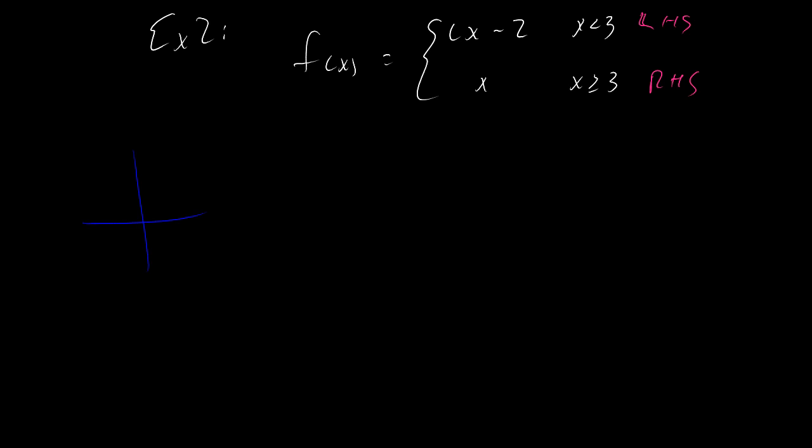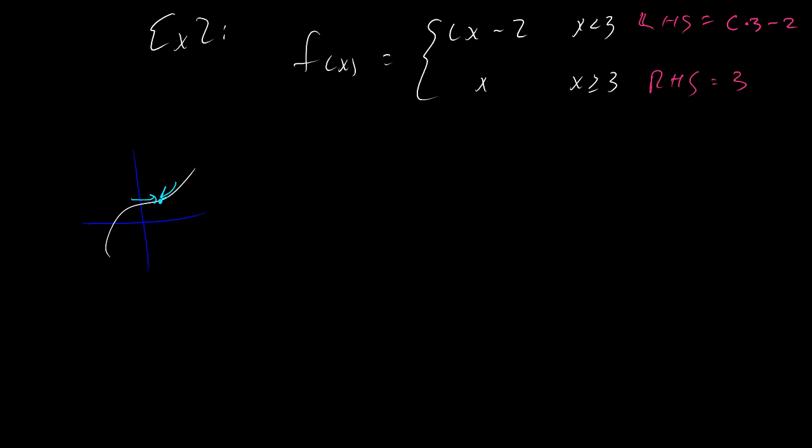If we go back to our picture from before, if I'm continuous at any point, my left-hand side and right-hand side have to be equal. So let's start off with that. My left-hand side has to equal my right-hand side. If I were to plug in 3, I would get c times 3 minus 2, and down here I would get 3. So my left-hand side has to equal my right-hand side.